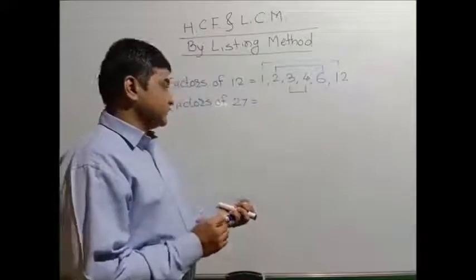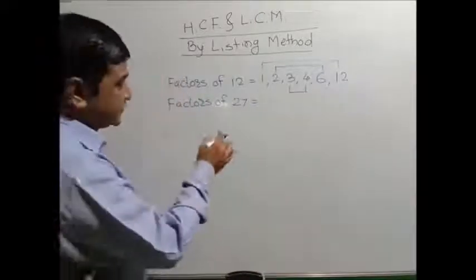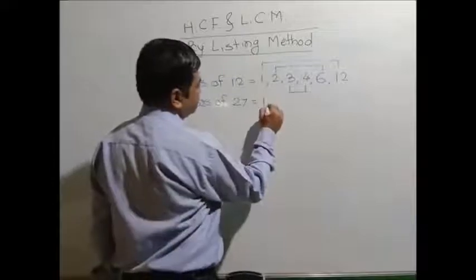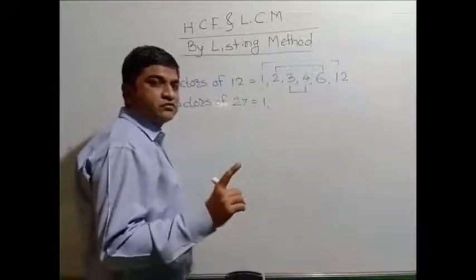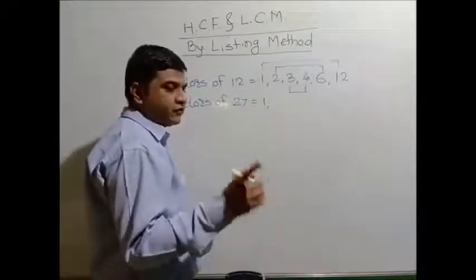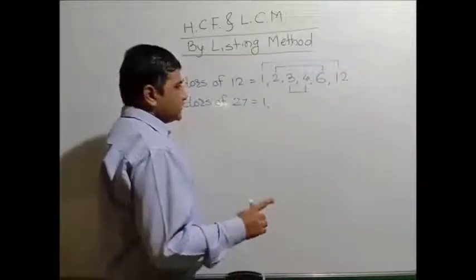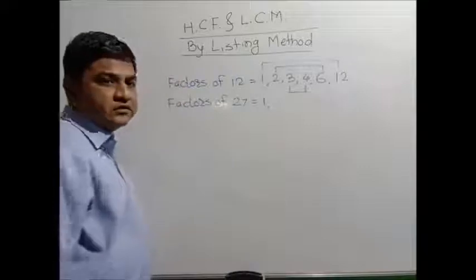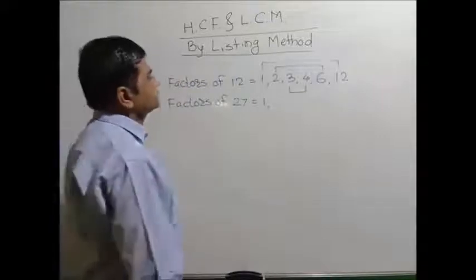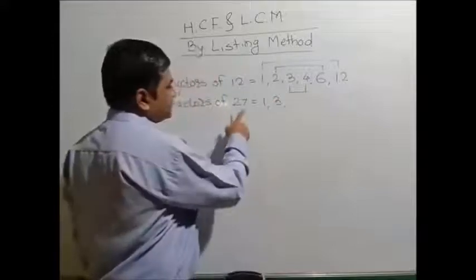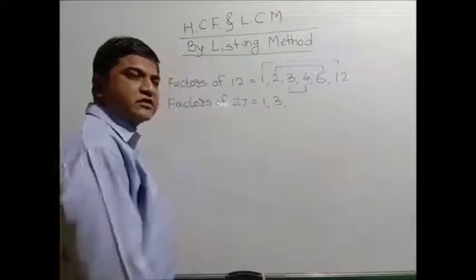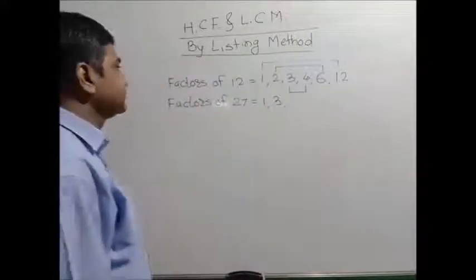Now what about 27? What are the factors of 27? Well, factors of 27 will be 1. 27 can be divided by, now it cannot be divided by 2, we will go for 3. And we can see that it can be divided by 3. And the answer will be, when 27 is divided by 3, 9 3s are 27 or 3 9s are 27.